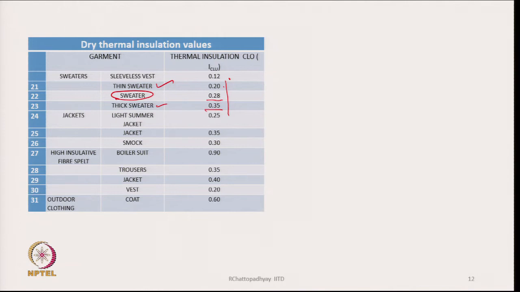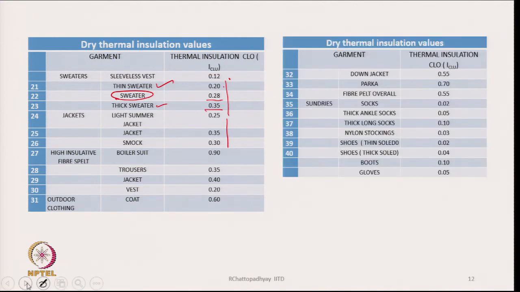No details are given here about what the material is that has been used, whether it is wool or polyester or a blend. Some typical values have been given, and we can get an idea that if we use a thick sweater, typically the CLO value is going to be 0.35. For jackets also similarly, some CLO values are given. So, different types of clothing and their CLO values are stated in this table.